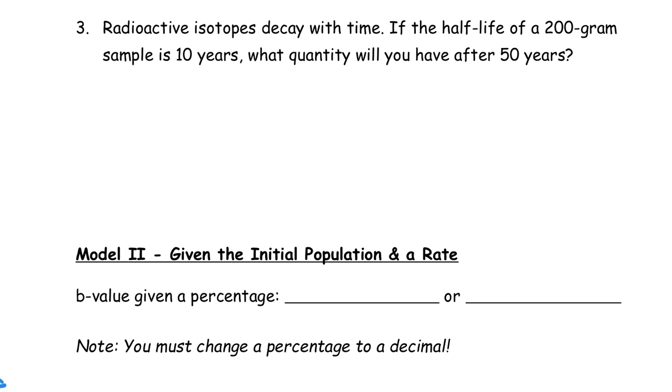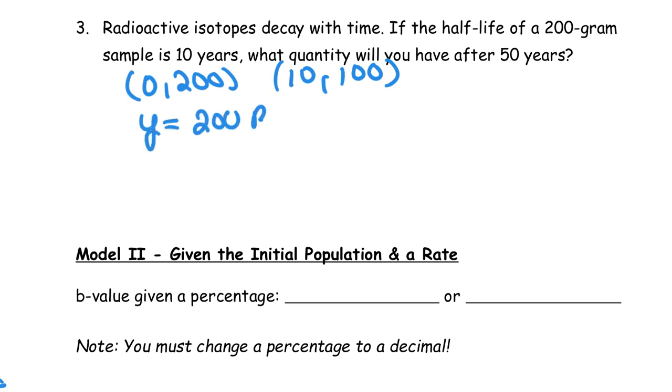No. Okay, so when you look at this and it says the half-life of a 200-gram sample is 10 years, what does that mean it is in 10 years? That would be its half-life, right? Half of it's gone. Okay, so here we go. Do we have a starting value? So we're starting out at 200. And then what's the other point we got? Good. So here we go. We got y equals, we're starting at 200, and we got b to the x. And then if we plug in our point, we got 100 equals 200 b to the 10.